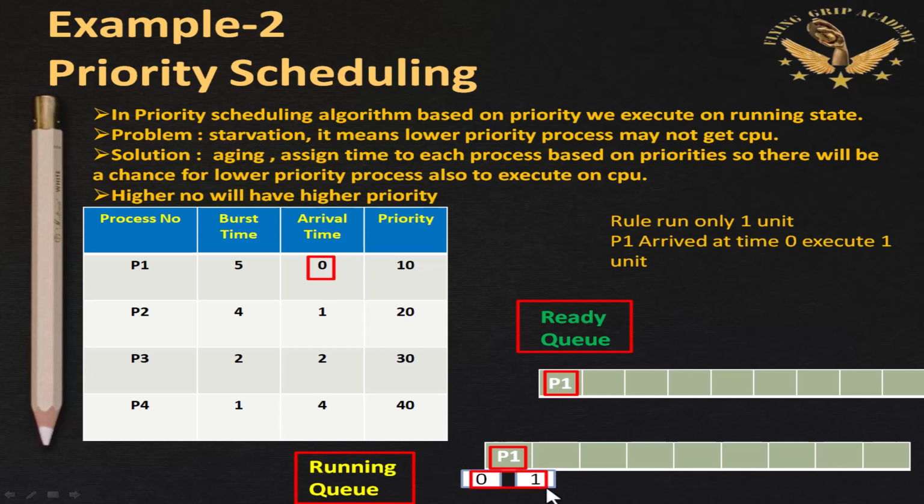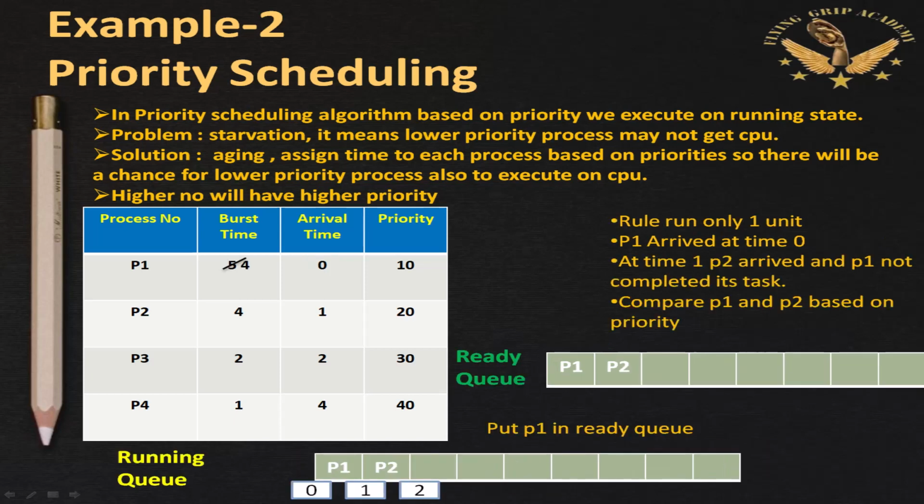From 0 to 1 it has executed, and 1 unit of time is completed. Next, at the point of time 1, which process has arrived? P2 has arrived. We bring P2 into the ready queue, and again P2 goes into the running queue. So now what you need to do is P1 should save its state, and we bring P2 into the ready queue.